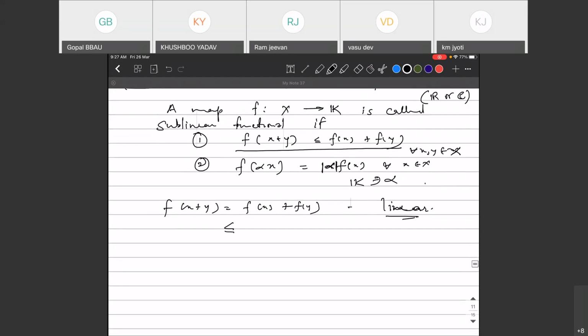So do you know any example of a sublinear functional? You all know one such example. So if X is a normed linear space, then you define norms on X.